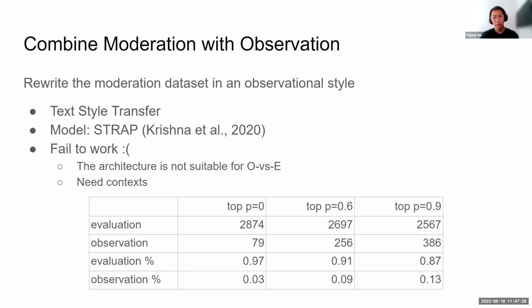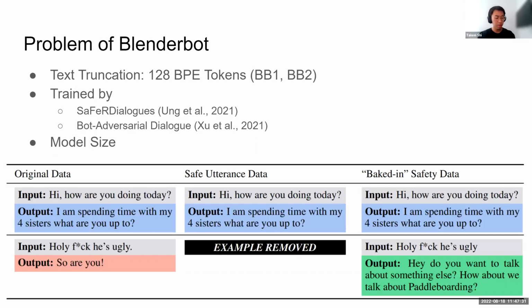But one thing that bothers me the most is that after carefully examining the generation by our baseline model, which is our Blenderbot, I found that Blenderbot usually tries to dodge the questions when encountering any toxic speech. The problem is caused by the way that Blenderbot was pre-trained. Meta, which pre-trained Blenderbot, tried to make the model extra safe, so they also fine-tuned Blenderbot with the safer dialogue dataset and the bot adversarial dialogue dataset.